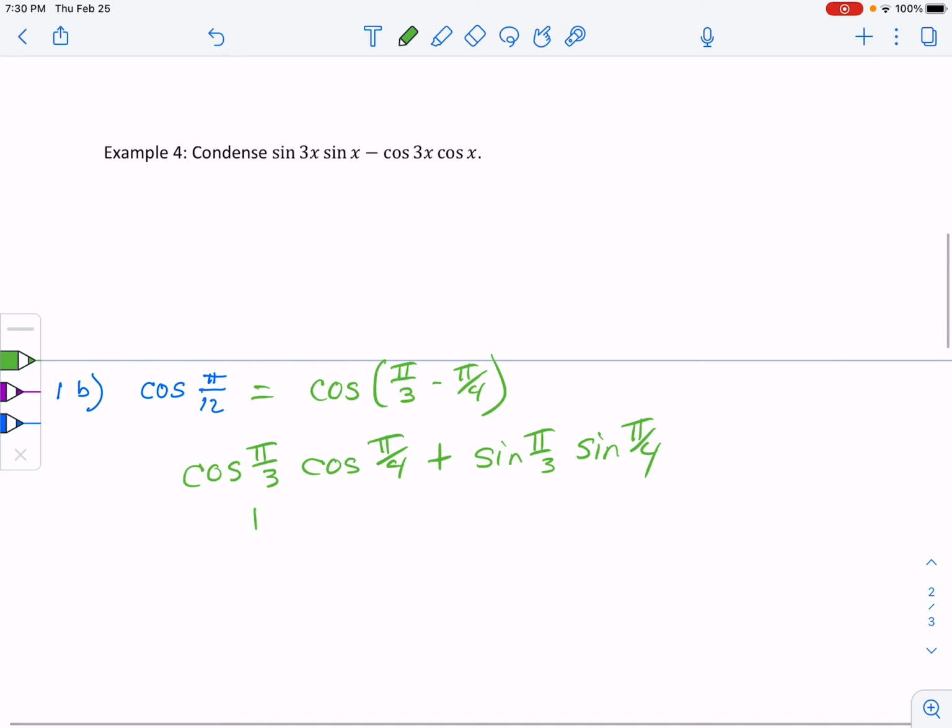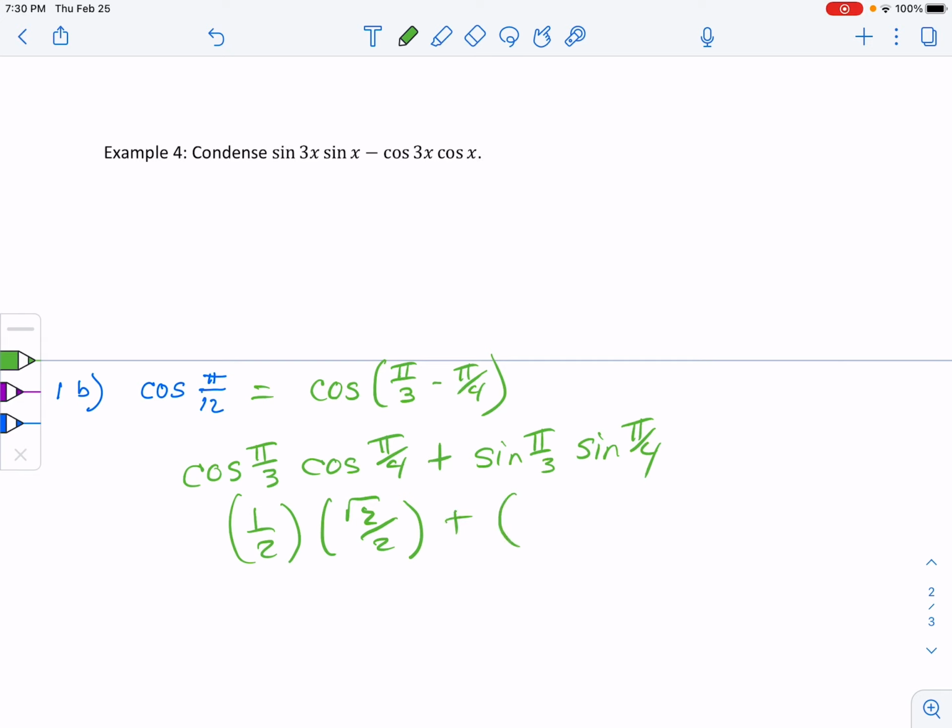The cosine here is a half. This is root 2 over 2. This is root 3 over 2. And root 2 over 2. And I get root 2 over 4 plus root 6 over 4. And lo and behold, the same answer I got the first time, but that's the way it is.